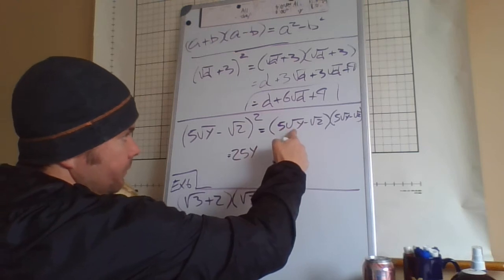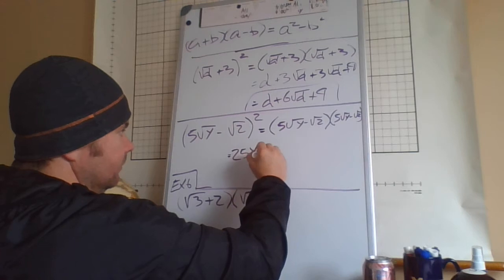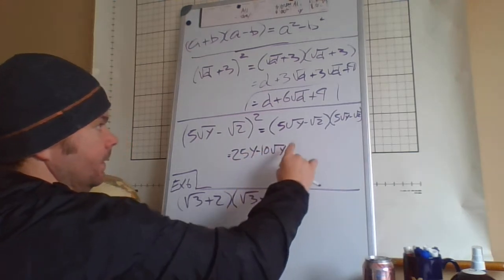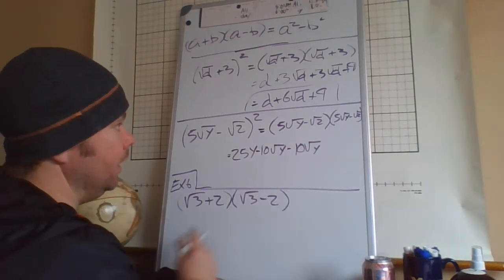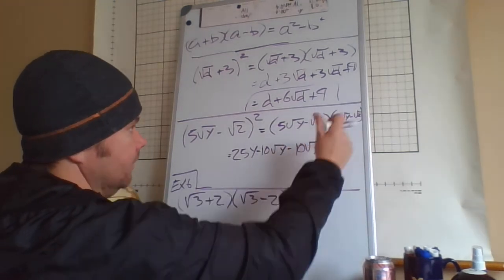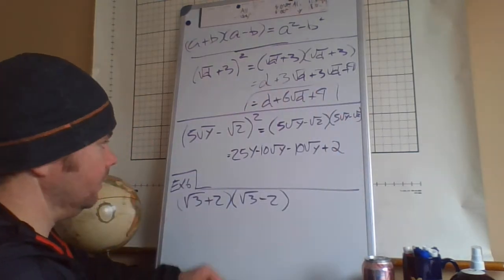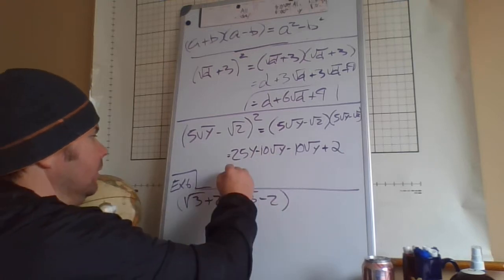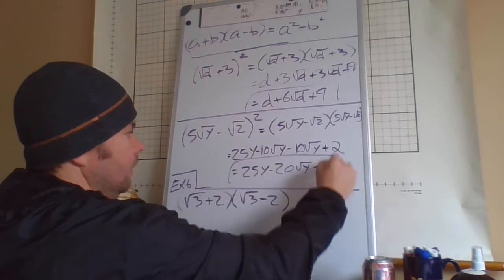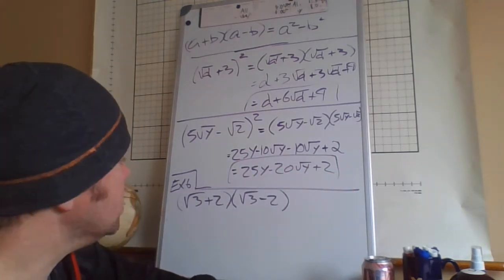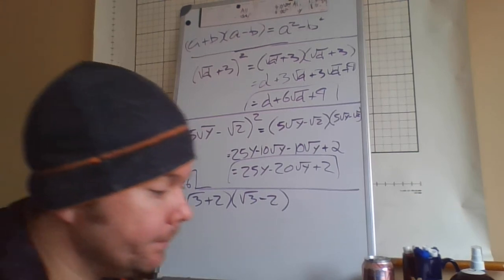It's 5 times the square root of y times the square root of 2, but it's negative, so it's negative 10 times the square root of y. Same thing happens here: negative 10 times the square root of y. And then negative square root of 2 times negative square root of 2 is positive 2. Combine the like terms, which are the middle two terms, and you get 25y minus 20 times the square root of y plus 2. Put a box around it because it's done.